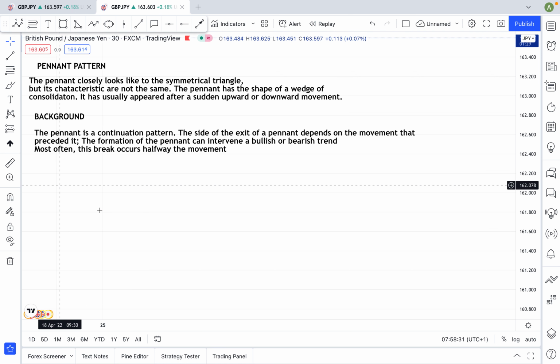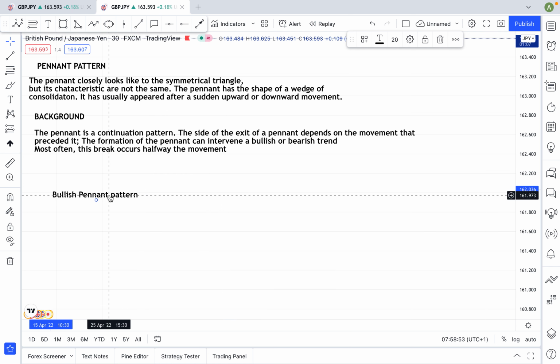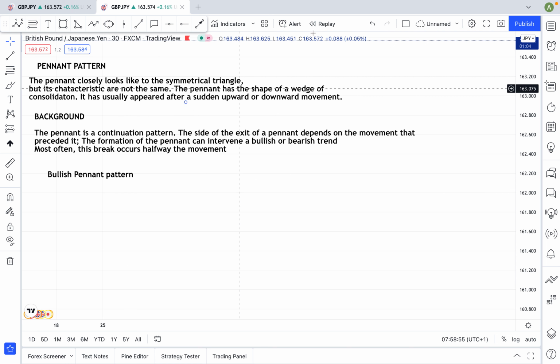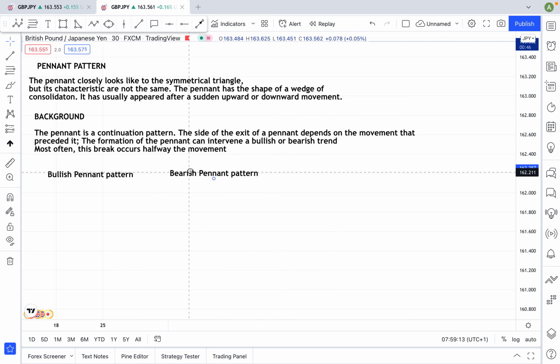But in this sense, whereby we are looking for a pennant pattern, we are going to be looking at just two types of pennant pattern. The first one is going to be the bullish pennant pattern. And then we have the bearish one. Like we all know, the bullish is when it's on uptrend, and the bearish works perfectly when it's on downtrend. So we have the bearish pennant pattern. This is how they work together.